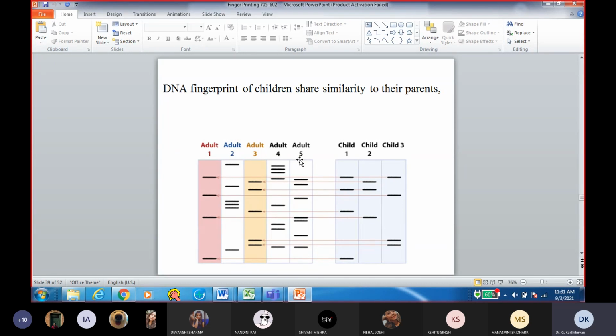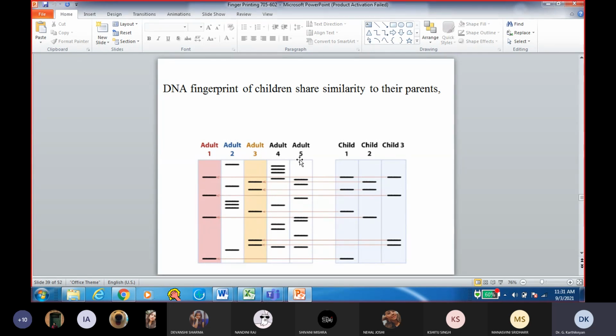So typically in a paternity suit, which is common, when two parents claim the ownership of a baby, all that they do is you will have adult 1, adult 2, adult 3, and adult 4, right? Two parents. You will do a fingerprinting, and then you will also have the fingerprint of the child. And they will closely look at which parent the DNA fingerprint of the child matches. And the parent to whom it matches, the child is given to that particular parent, which has been solved.